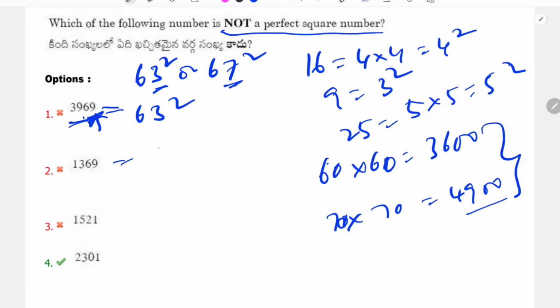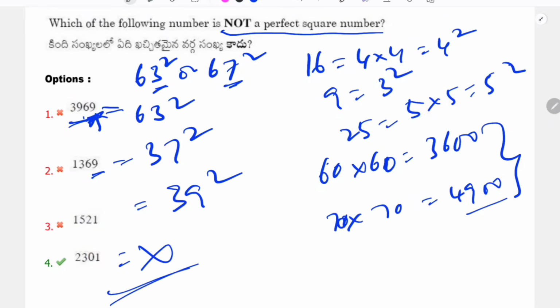Similarly, 1369 is equal to 37 square, since 7 sevens are 49. And for 1521, the last digit is 1, so the root ends in either 1 or 9. 1 ones are 1, 9 nines are 81. So here you will get 39 square. But this one is not a perfect square, which means you cannot write this number as something square.